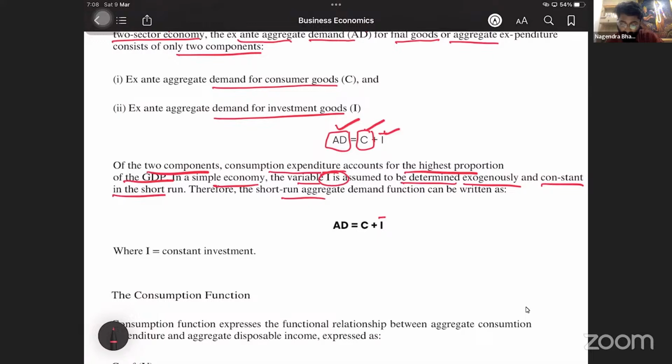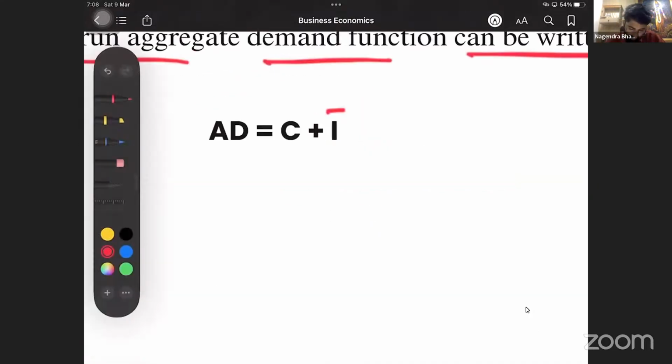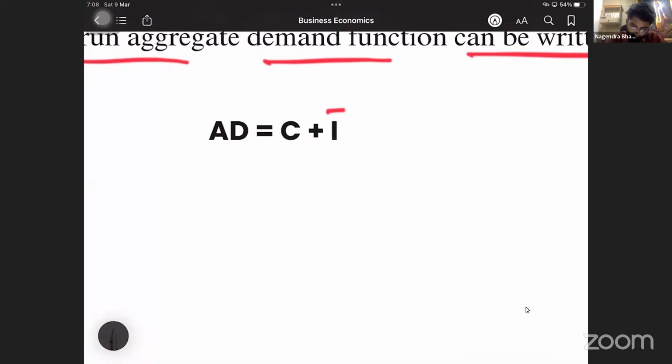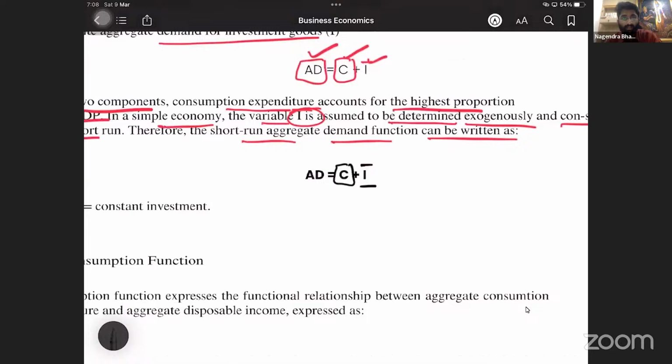Therefore, the short run aggregate demand function can be written as C plus I dash. This I dash is missing here, please put the dash. That is consumption plus investment. Which is highest? C is highest. Which is constant? I. Investment is constant. C plus I dash.